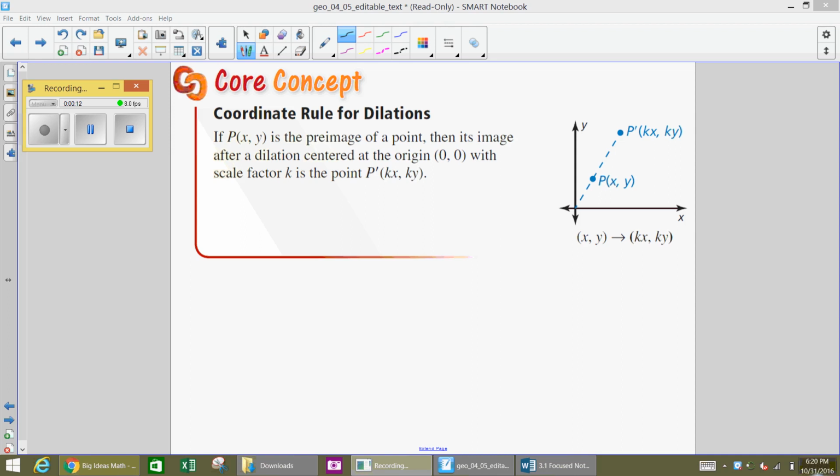Here we have pre-image P, which is located at x, y. If we're going to dilate this pre-image centered about the origin 0, 0 with a scale factor of k, P prime would be located at the scale factor times the x value, which is our new x value, and then the scale factor times the y value of P, which gives us our new y value for P prime.